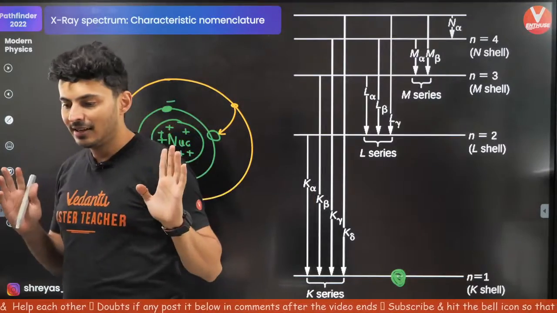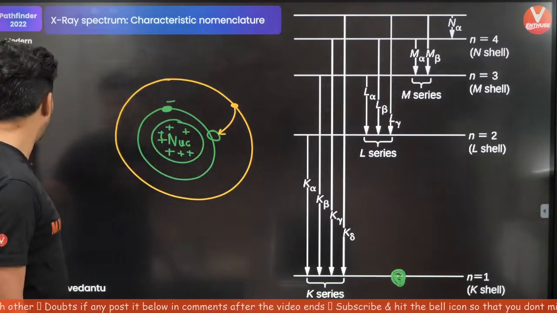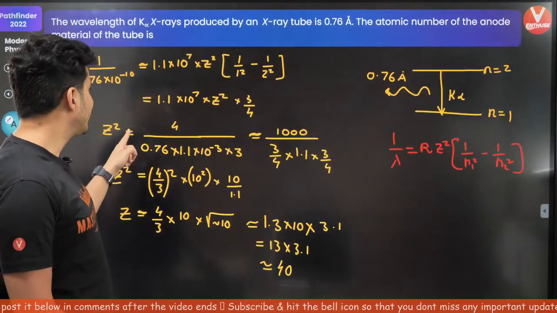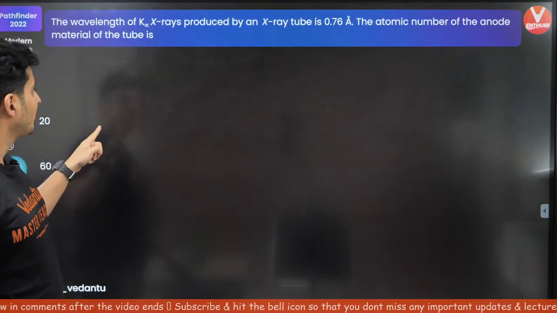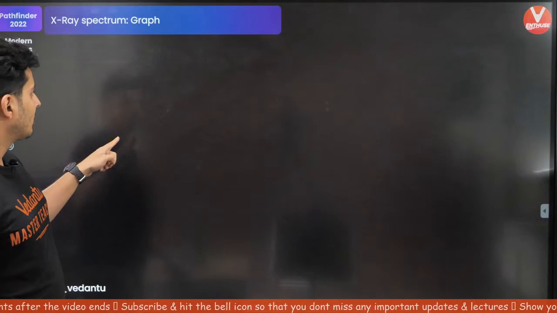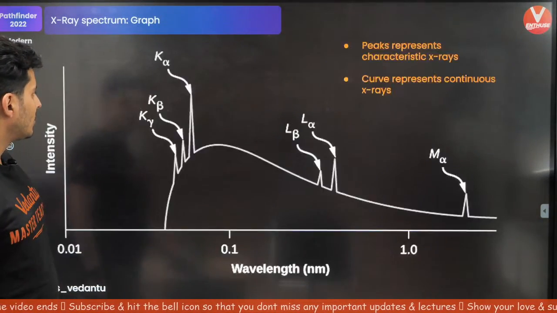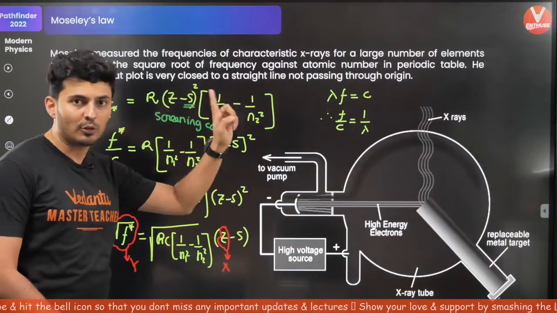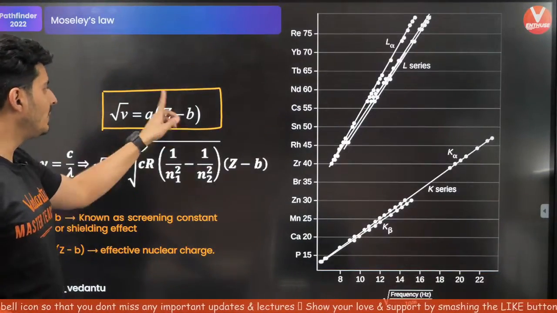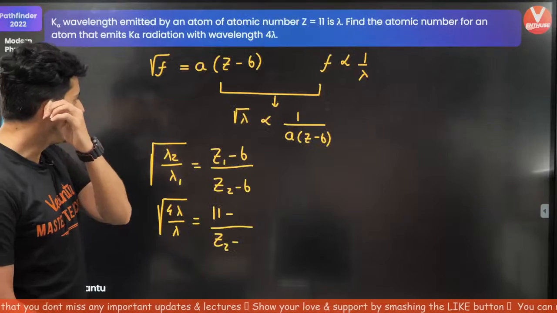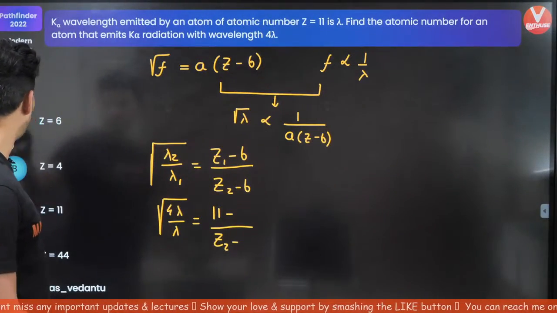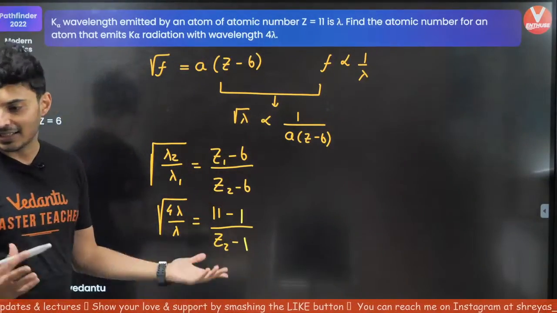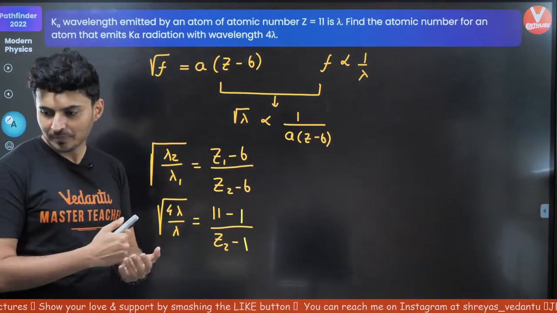Is that clear? So hence the screening constant will be 1. Yeah, hence the screening constant. Where did we go? Was it here? Okay, so yep, the screening constant will be 1 for K alpha. So hence the value of B will also be 1, and therefore I can just put the value of B also over here as 1. That's it. Now it's done.